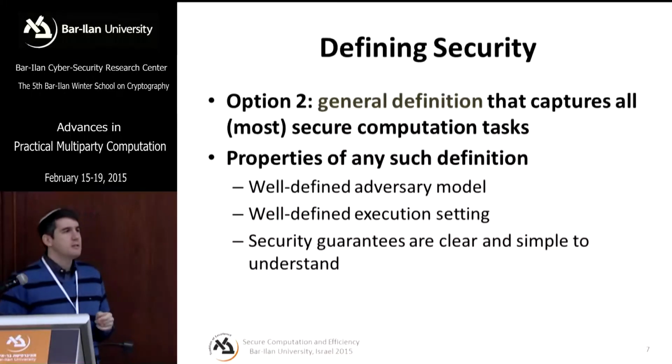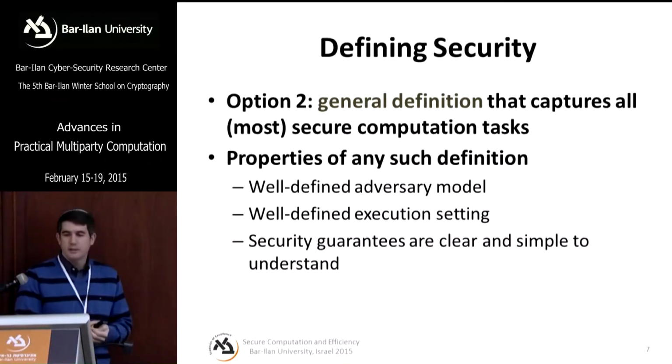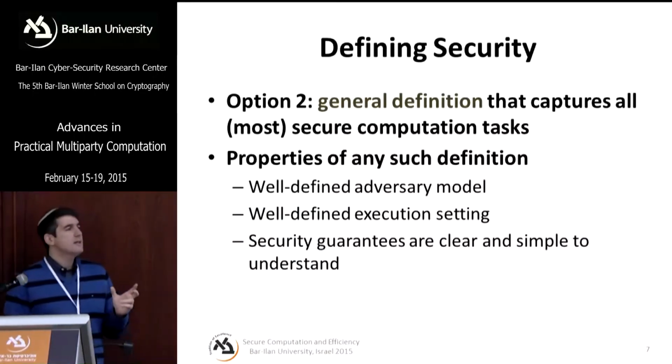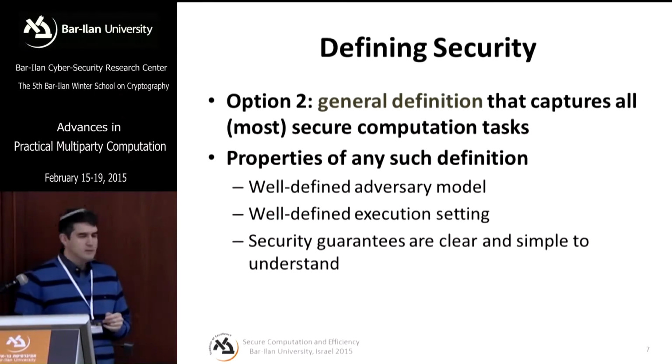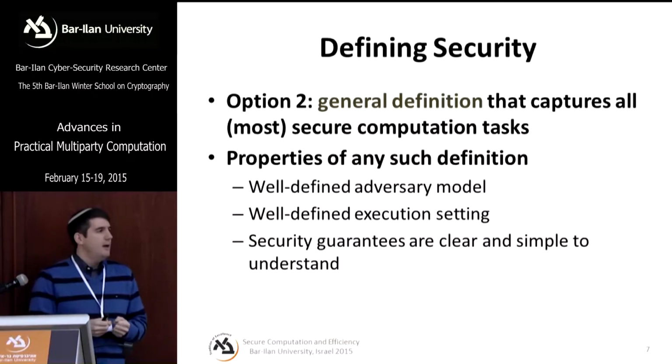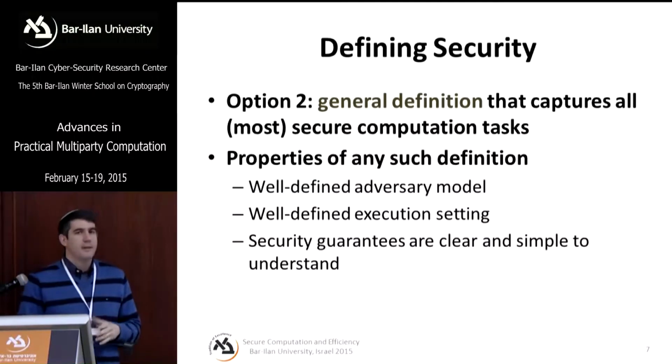So the second option is to come up with a general definition that will somehow capture all or most of the properties that we want, and will be something that is very easy to understand. Anybody can understand what the guarantees are, and we don't have to go into this long list of the exact properties, and it's not going to be dependent on the application. It sounds like something which is very attractive.